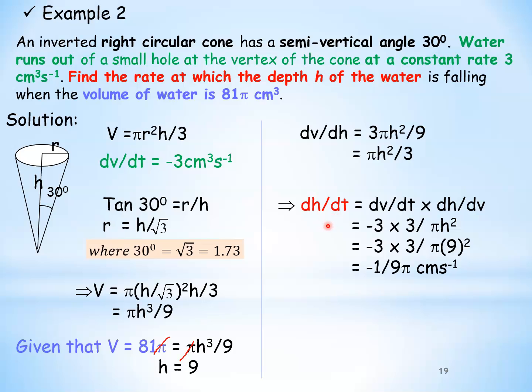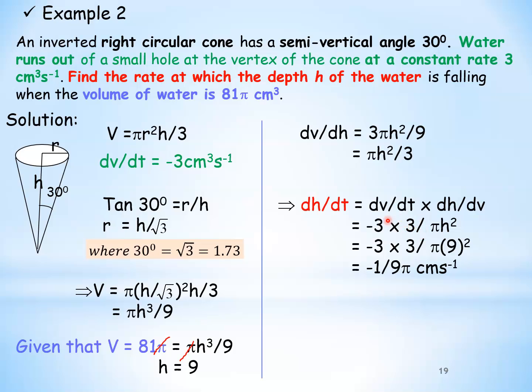Dari mana dapat dh over dt? Ni, find the rate. Bila dia minta cari kadar, means dekat bawah sini must be over dt, at which the depth h of the water is falling. Dia minta cari kadar dh over dt. So we can use the chain rule, which is dh over dt equal to dv over dt times dh over dv. So kita boleh cancel out dv ni, nanti dia akan tinggal dh over dt juga, kan?